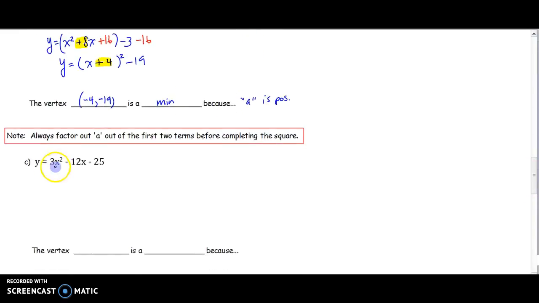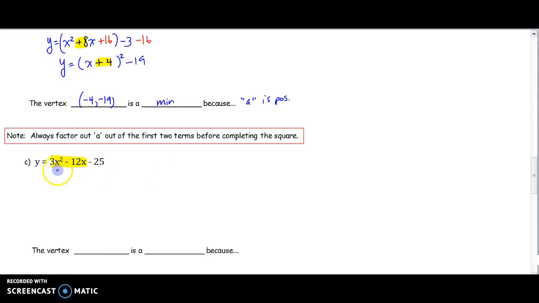But what happens when my a isn't 1? Well, remember, I said you can only complete the square when it's a 1x squared. So we need to deal with that first. So again, that -25, always push it aside. Just focus on those two. The -25 just tags along, and at the very end, we combine like terms with the constants.